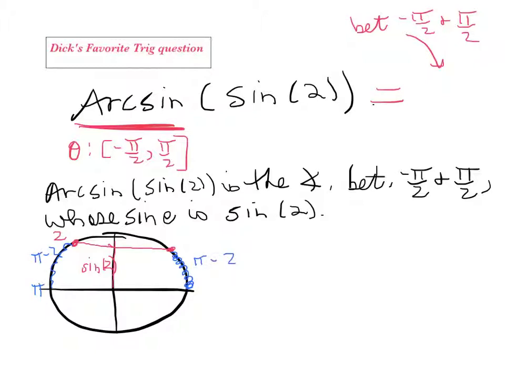And that's our answer. Pi minus 2 is an angle between minus pi over 2 and pi over 2. And that's the angle between minus pi over 2 and pi over 2, whose sine value, whose y value, is equal to sine of 2. So keep digging into this and see if you really have mastered it. I hope you have, and we'll see you next time.